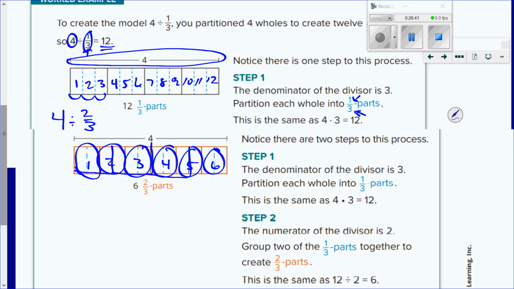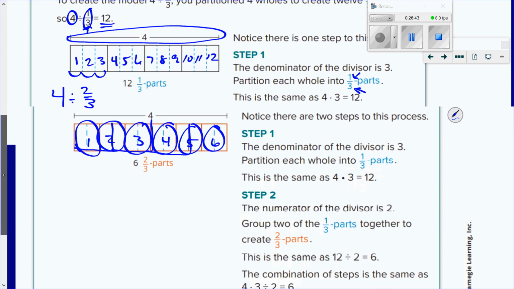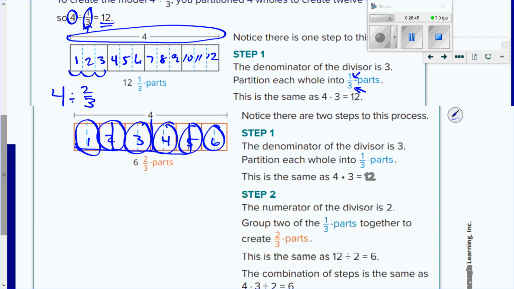Okay? So is this part making sense to you? Can you see what we are doing? Dividing it into what the denominator is, thirds, and then counting how many of those until we get to our top number, our dividend. Okay?